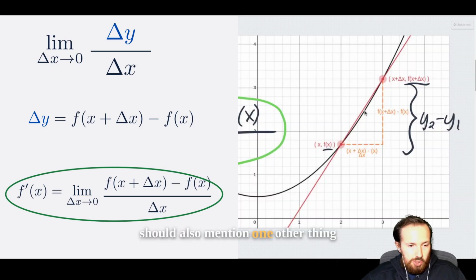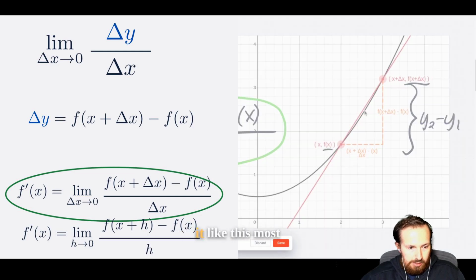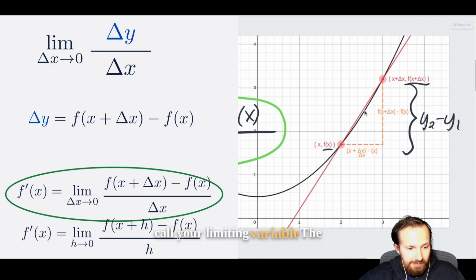I should also mention one other thing before we move on. In most textbooks, you actually won't see it expressed exactly like this. You'll most likely see it like this: limit as h goes to 0 rather than delta x. And then basically you're just replacing delta x with h everywhere. That's how you'll typically see it in textbooks. Now, this is not anything different. It's literally the same thing. Again, it doesn't really matter what you call your limiting variable.